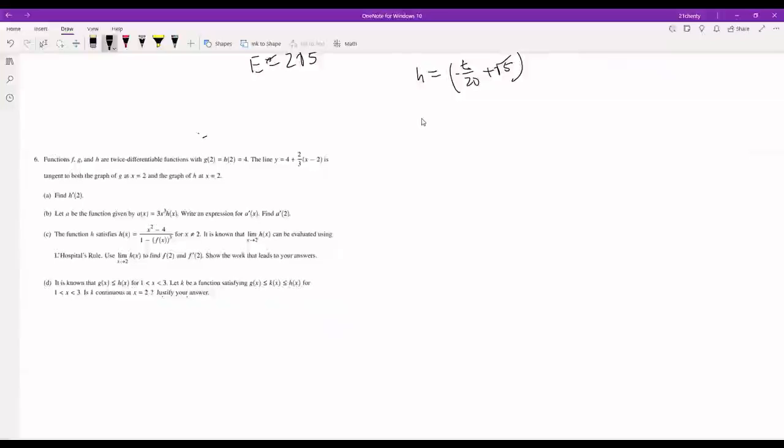Okay, now let's do 6. This one's kind of tricky, actually. I mean, I guess you could say all of them are tricky, but this one I'd say is the most tricky. So functions f, g, and h are twice differentiable. With this, the line that is tangent to both at x equals 2. So find h prime of 2.